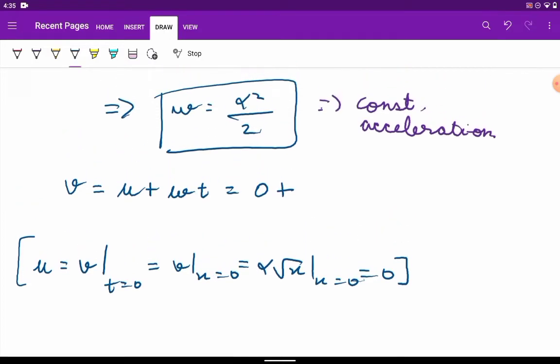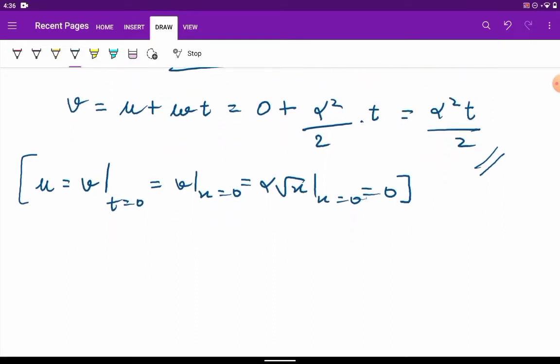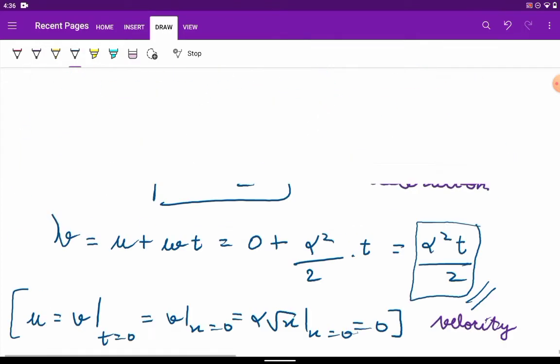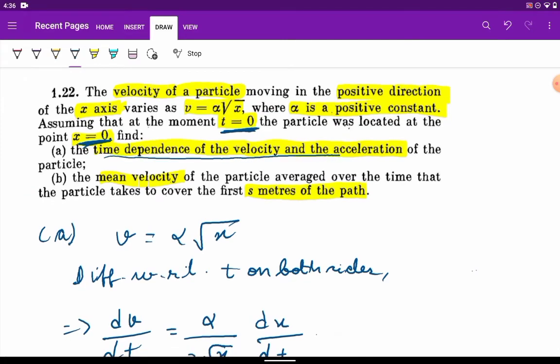And w is alpha square by 2, into t, so the velocity is alpha square t by 2. Okay, so this is your velocity with respect to time. Right, done. Of course the magnitude. The first part is done: time dependence of velocity and acceleration of the particle.